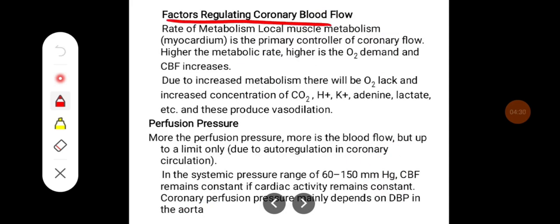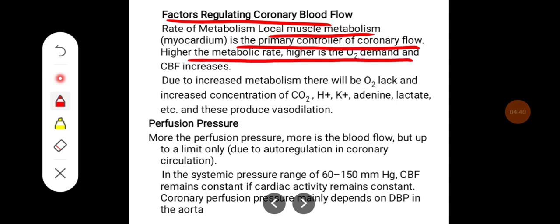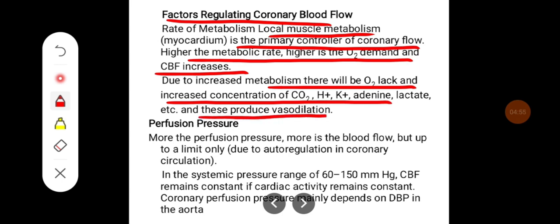The factors regulating coronary blood flow: the rate of metabolism, that is local muscle metabolism, is the primary control of coronary blood flow. The higher the metabolic rate, the higher the oxygen demand and coronary blood flow increases. Due to the increased metabolism, there will be oxygen lack and increased concentration of carbon dioxide, H plus ion, potassium, adenosine, lactate, and these produce profound vasodilatation.